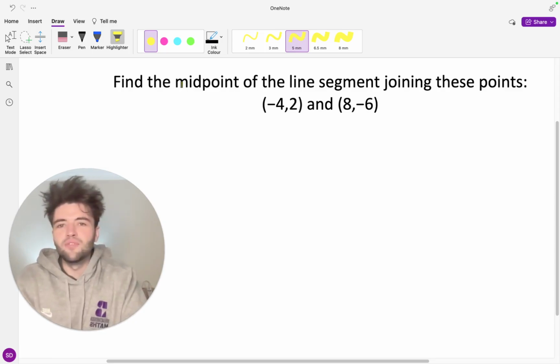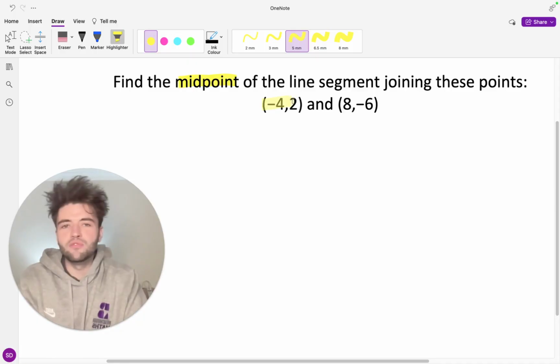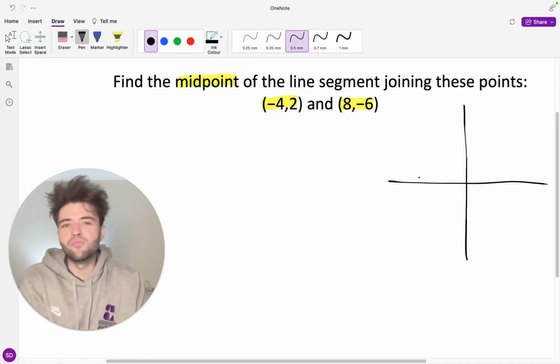So here we're going to be asked to find the midpoint of the line segment joining these points, and our 2 points here are going to be minus 4, 2, and then the point 8, minus 6. And so if we just draw a quick diagram of what's going on here, you basically have the point minus 4, 2, which would be, let's say, somewhere over here. So just roughly drawing little coordinates. So the point minus 4, 2 here is going to be in red.